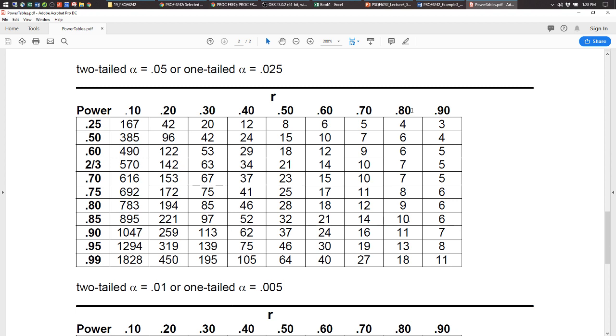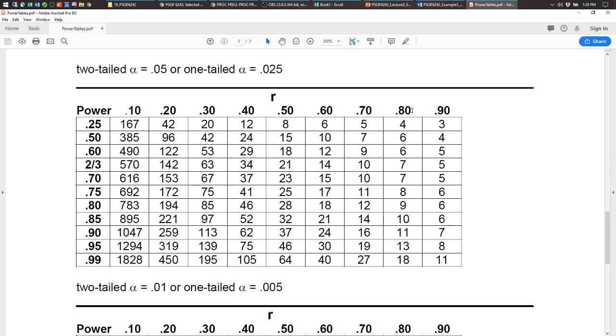If you're willing to slide down on your power, let's say that you want to go to power of 70%, 30% chance of missing an effect, then you can go down to about R of 0.45. And that's what makes it significant. That is your probability of finding it to be significant at that sample size, if that is your effect size. But it's still a probability. It's not a guarantee.